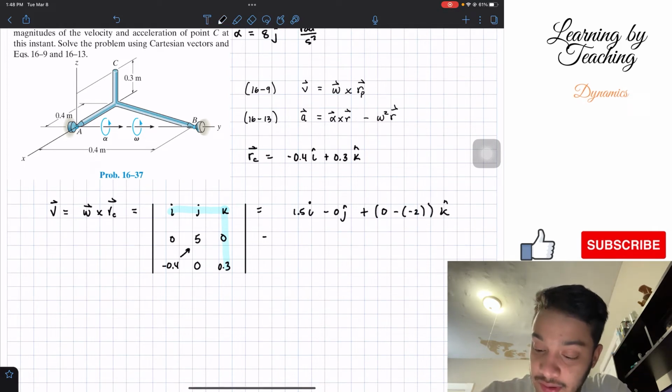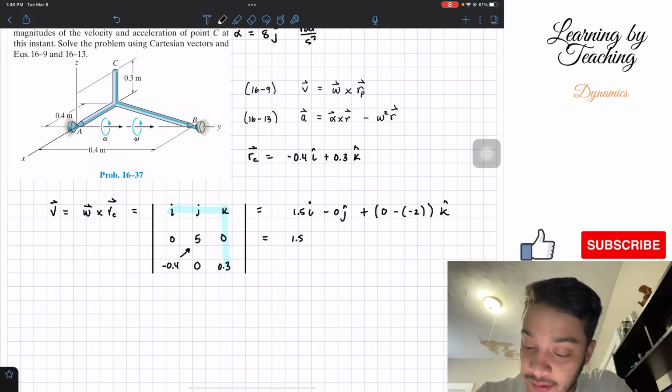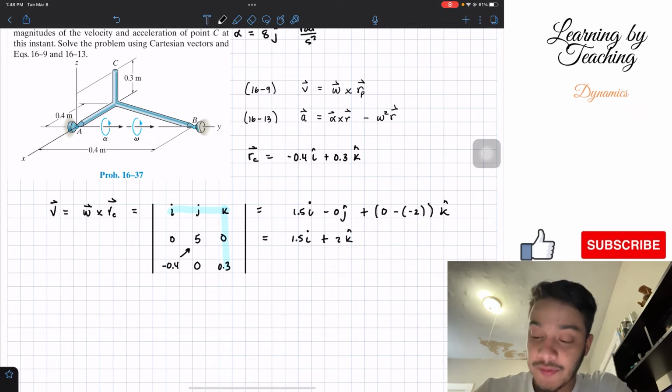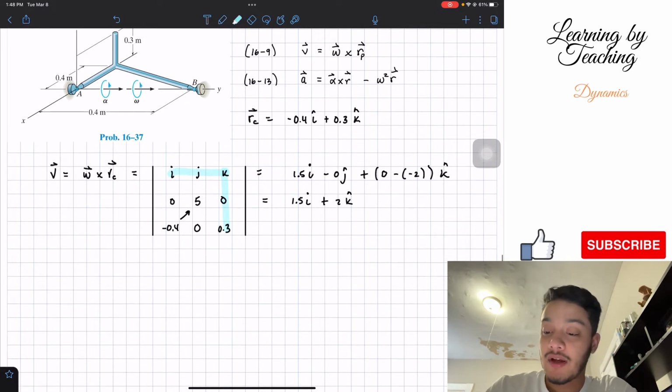Okay, so we can basically simplify this to 1.5 in the I direction plus 2 in the K direction. Okay, so now we found our velocity in Cartesian form. Now, all we have to do is find its magnitude, right?